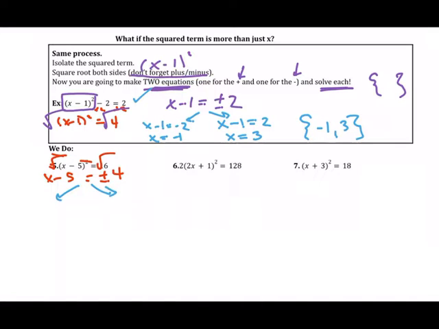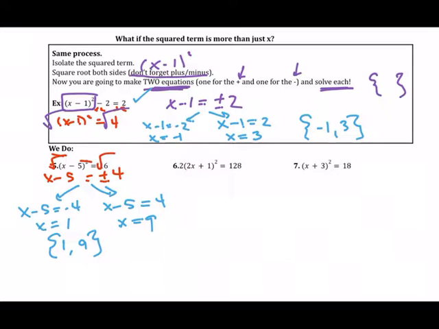Then we're going to split into 2 equations. x minus 5 equals negative 4. x minus 5 equals positive 4. And we're going to solve. Add 5 to both sides gives me 1. Add 5 to both sides gives me 9. So the 2 solutions here are 1 and 9.